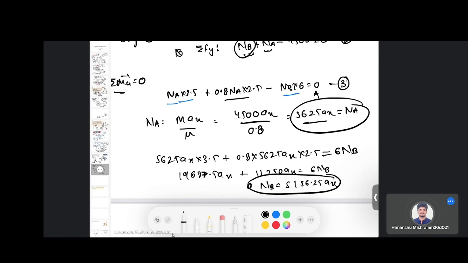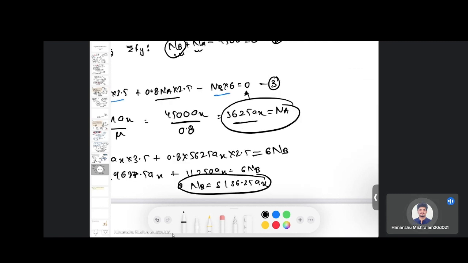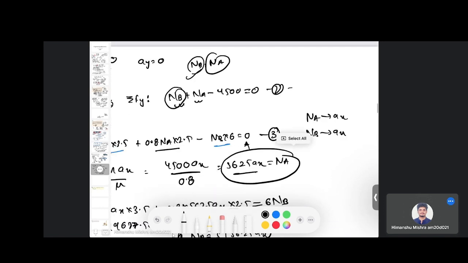So this is my relationship between NB and AX. So I got the relation between NA and AX, and NB and AX. So if I substitute both expressions in equation 2, I can write NB in terms of AX and I can write NA in terms of AX. So this whole equation will be given in terms of AX only, and I can solve for AX.